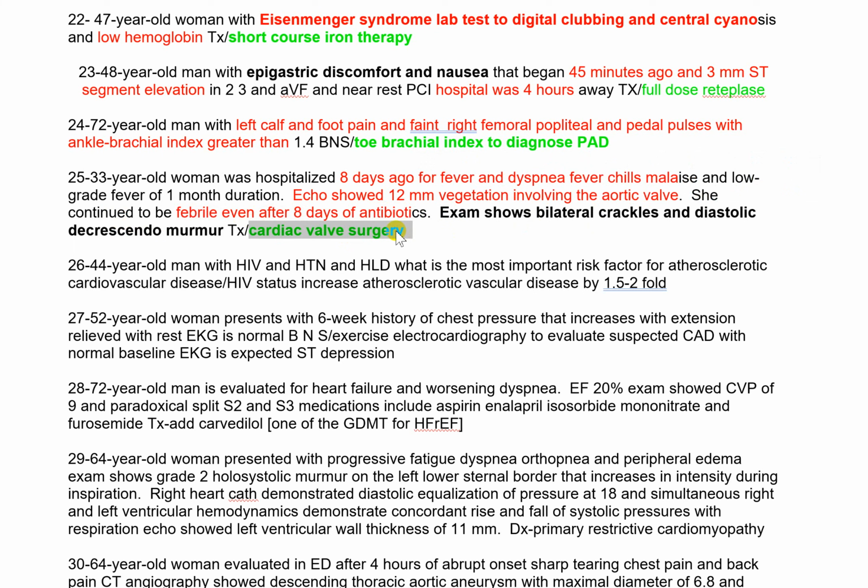So, bilateral crackles, echo, but cardiac valve surgery? Yeah, because if it's vegetation more than 10, this indicates possibility. One of the indications of surgery for endocarditis is vegetation more than 10. Okay.